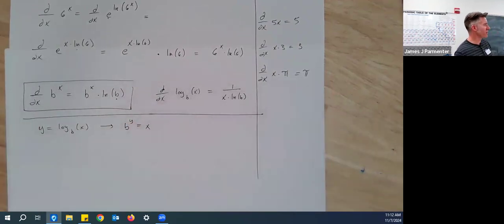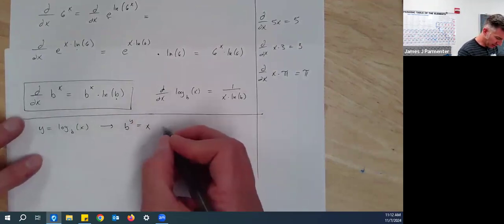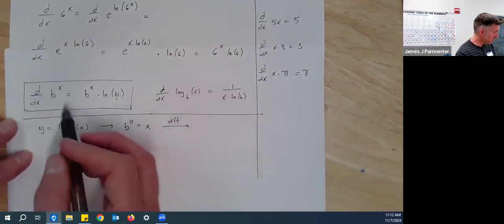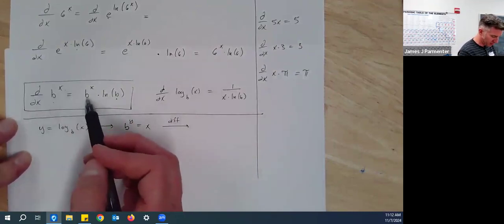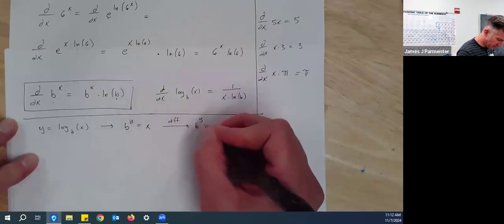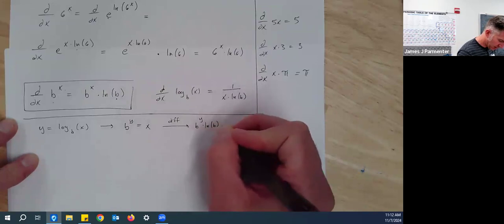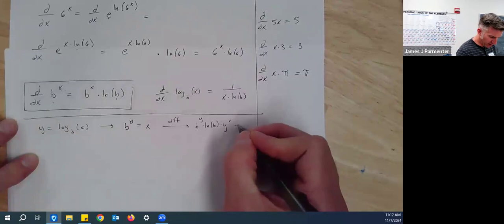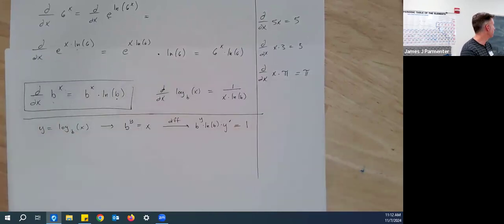And then we're going to take the derivative of both sides implicitly. We talked about implicit differentiation, where y is a function of x. So if we take the derivative of both sides, the derivative of b to the y is, well, the derivative of b to the x is b to the x times natural log of b. So the derivative of b to the stuff is b to the stuff times the natural log of b times the derivative of the stuff. And the derivative of x is 1.